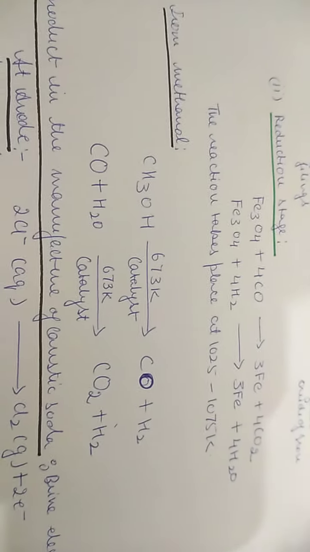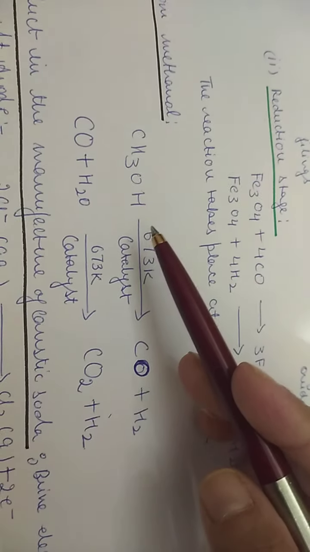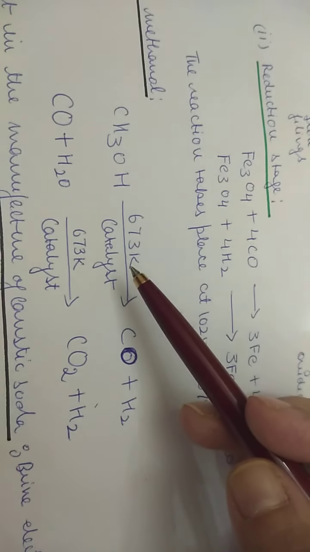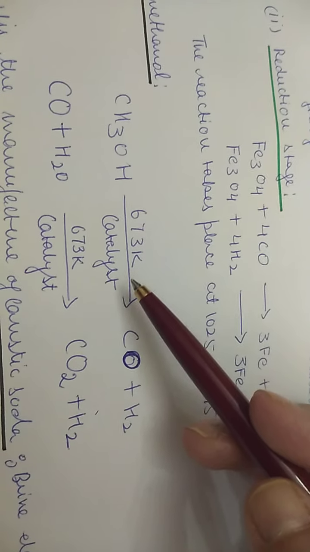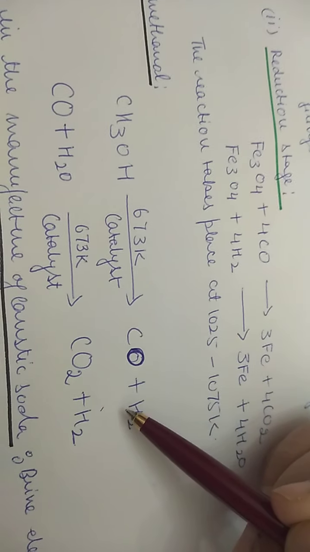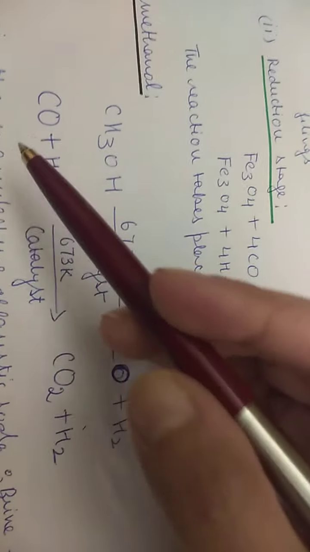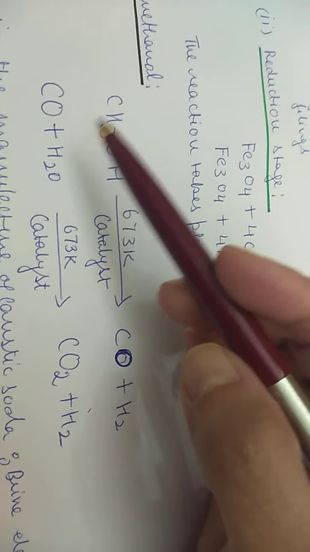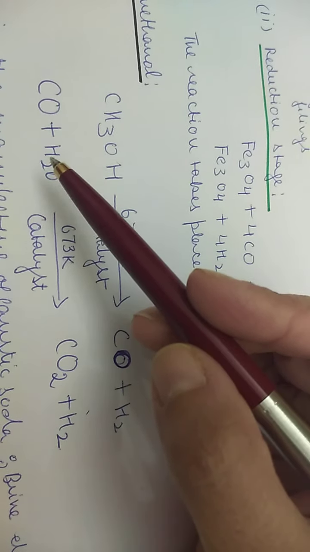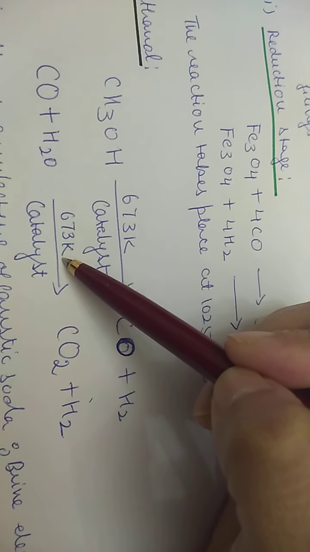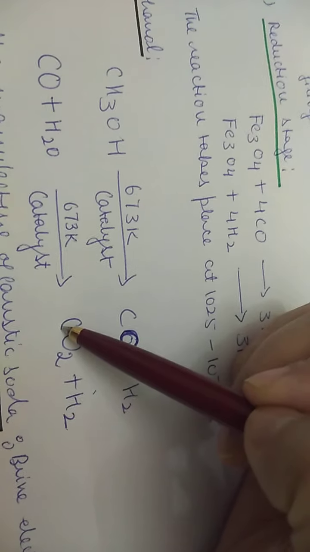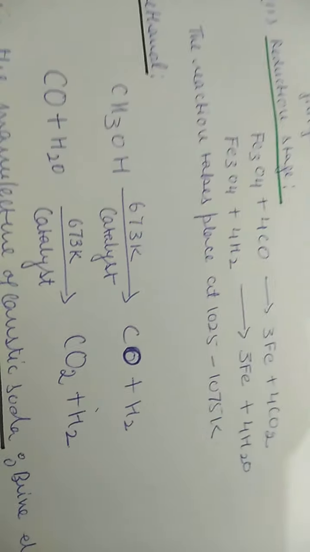Then the next method is from methanol. CH3OH, that is methanol, when heated at 673 degrees Kelvin, gives carbon monoxide and hydrogen. And if you take carbon monoxide plus water and subject it to 673 degrees Kelvin of heat, we get carbon dioxide and hydrogen.